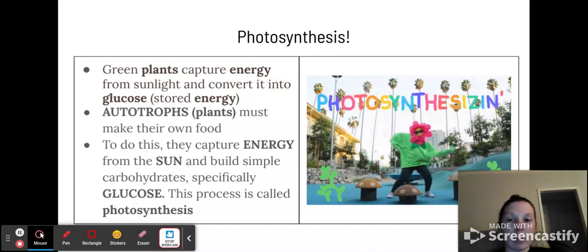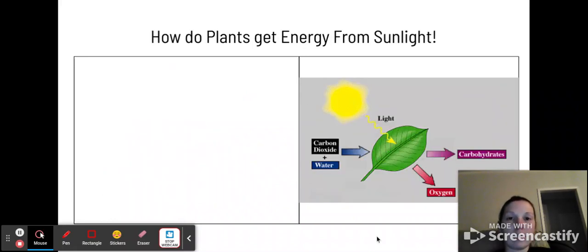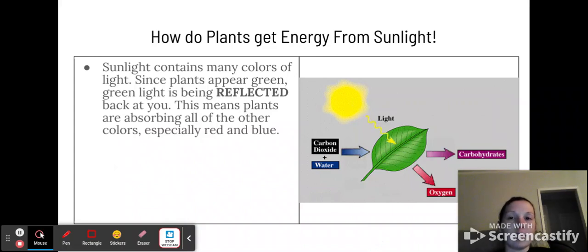To do this, they capture energy from the sun and build simple carbohydrates like glucose, and this process is called photosynthesis. So how do plants get the energy from sunlight? We know that the sunlight itself actually contains many colors of light, and those different waves can be absorbed at different wavelengths. But since plants appear green, that means that green light is being reflected back at us. So that means it's not being absorbed by the plant. The plants are absorbing all the other colors, especially red and blue.